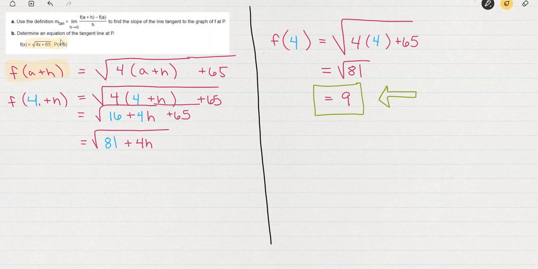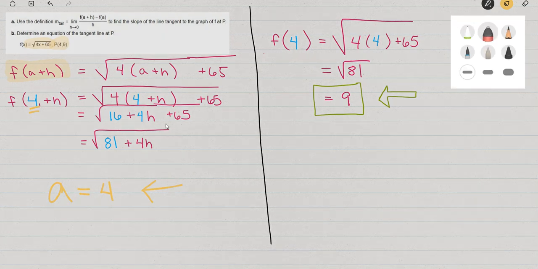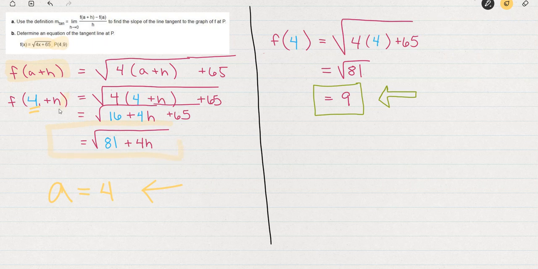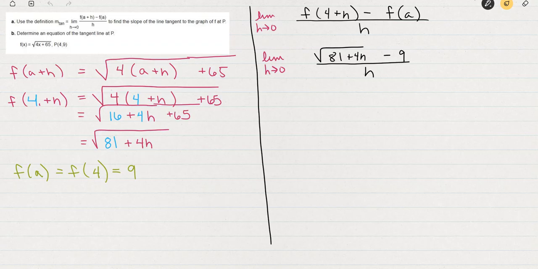Now, when we're given this point, 4, 9, that means that a, in this example, is 4, right? We're looking for the derivative or the tangent when a is 4. So I'm going to replace the a with 4, and when I do that, I get that f of 4 plus h is the square root of 81 plus 4h. Then f of a is f of 4, which is the square root of 81, which is 9. Let's move on to a new page so we have space to do that.